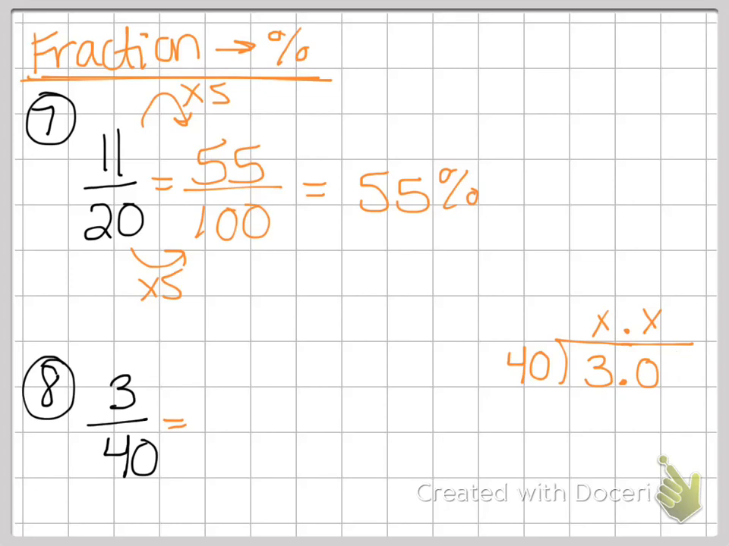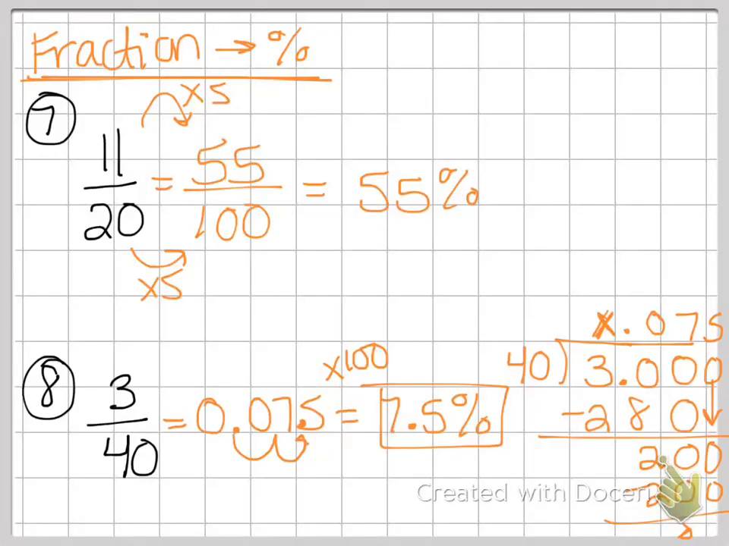Oops, sorry, I should put not an X, but a 0 and another 0. Alright, now 40 into 300. Let's think 4 into 30. That's 7 times, that's 280. You get 20. 40 can't go into 20, add a 0, bring it down. 40 can go into 200 5 times, and even 200. So 3/40 is equivalent to 7.5%.